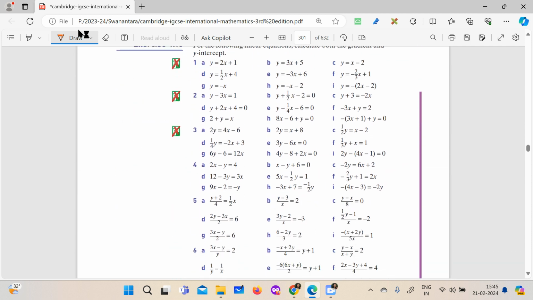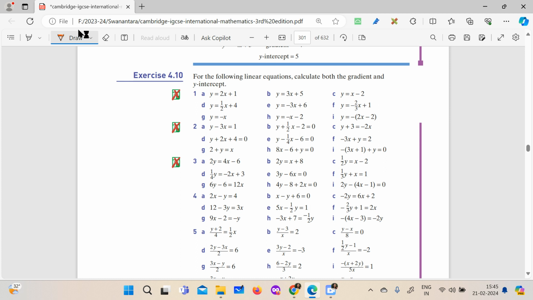Okay, for the following linear equations, calculate both gradient and y-intercept. Looking at the equation, you have to tell the gradient and y-intercept. When your equation is written in this form, you know very well the constant is your y-intercept, right? And this coefficient of x is your gradient. So we will follow this.